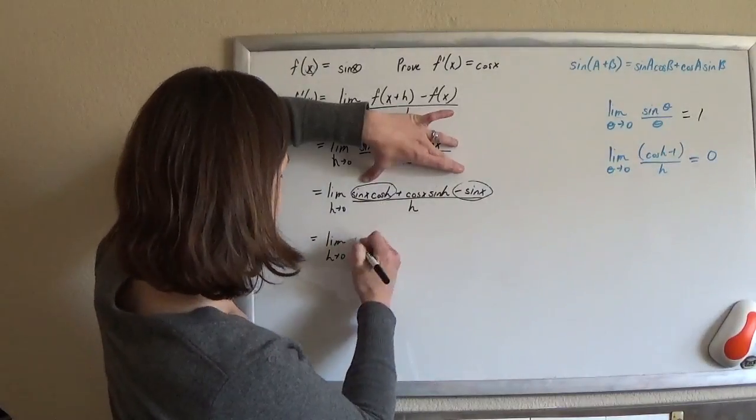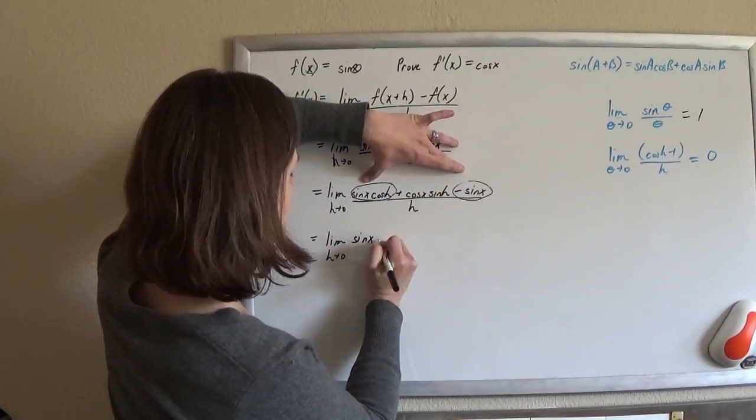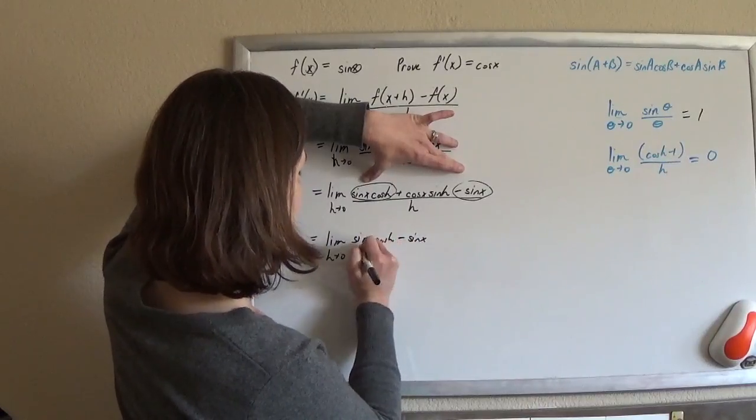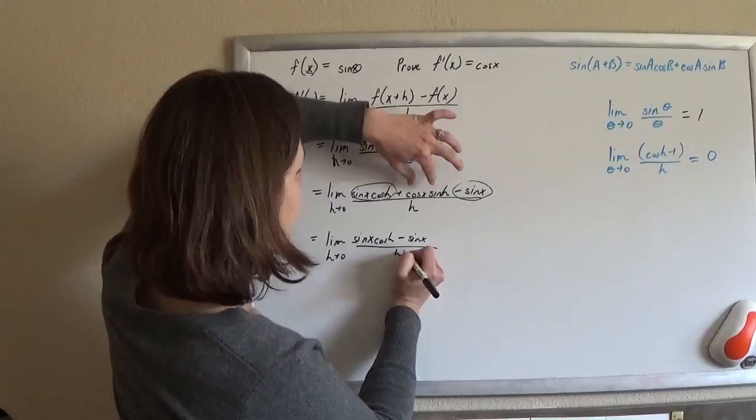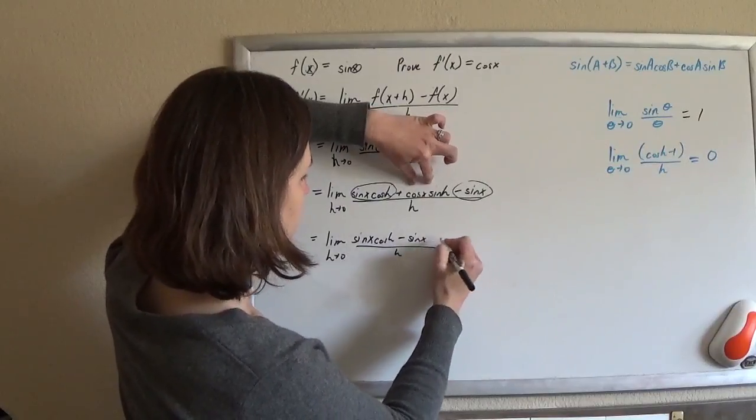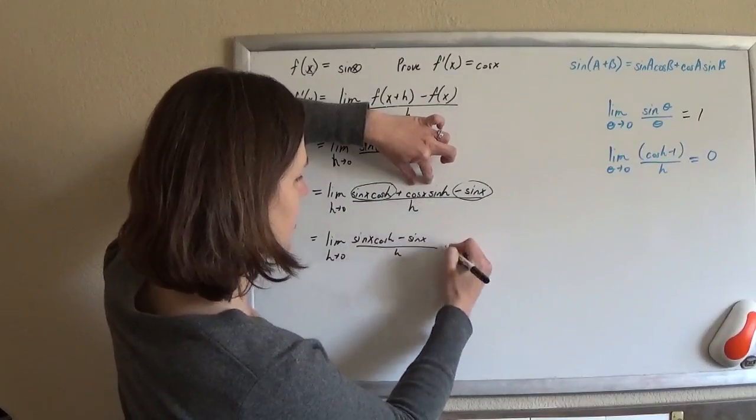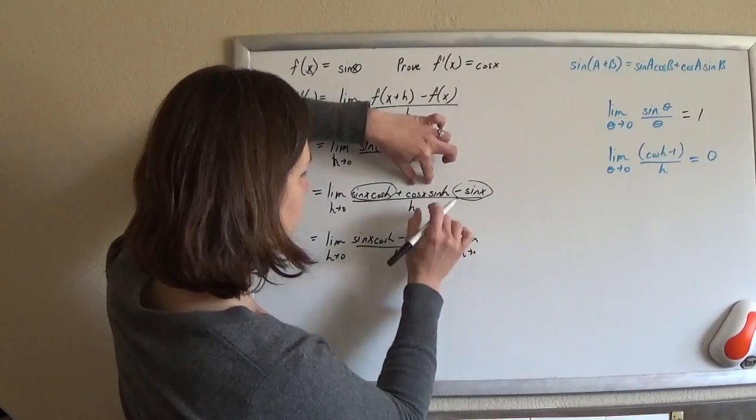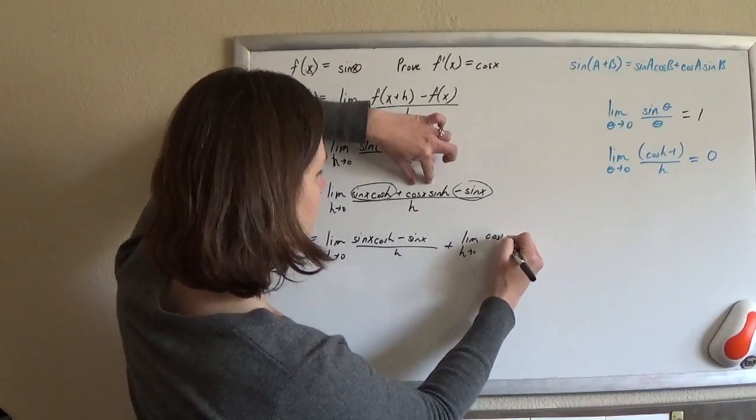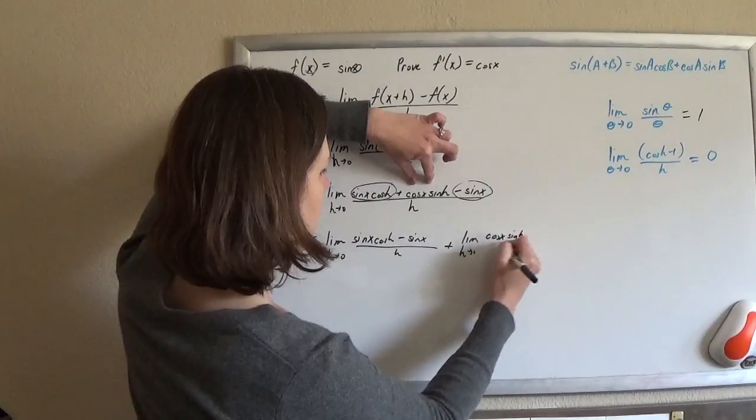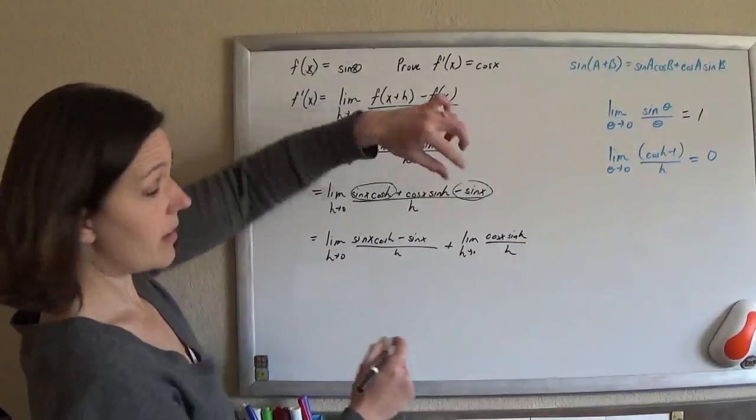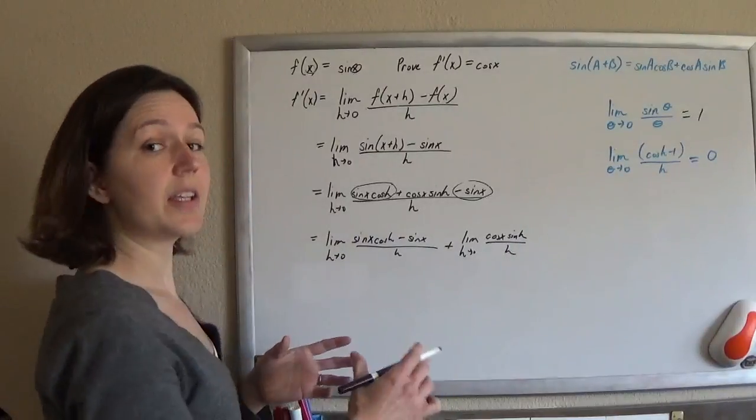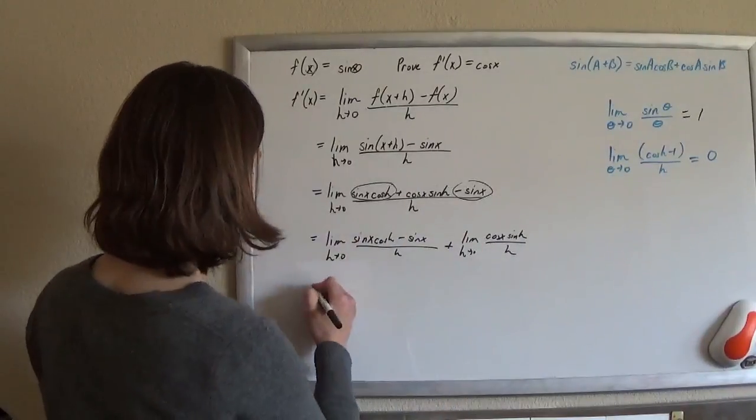I'm going to take this sine of x cosine h minus the sine of x, that's all over h, and then I'm going to add this. And so by my limit laws, I can make this addition a separate limit and write it like that. Okay, you're like, why am I doing this? It's going to help. Keep going.